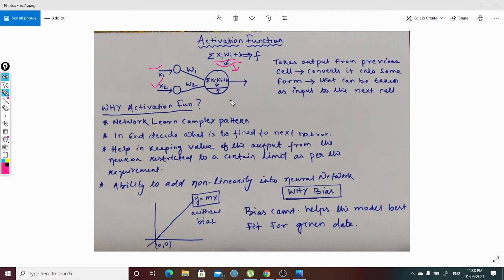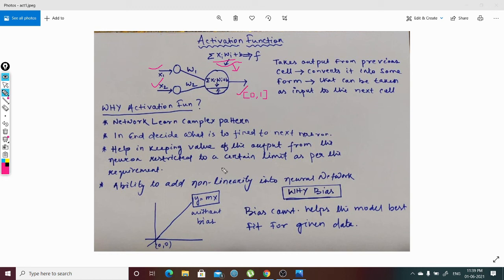Suppose there is a range. There are different activation functions that I'm going to discuss in future videos, various activation functions which have certain ranges. Suppose we are using the sigmoid function. The sigmoid function ranges between 0 and 1, right? So whatever value goes into the sigmoid function, it gives you the output in between this range.